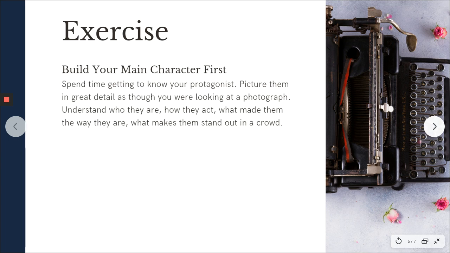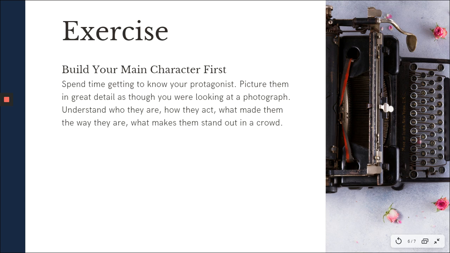So, speaking of building the protagonist first, that is your assignment today. I want you to spend some time really getting to know your protagonist. I mean, I want you to picture them in great detail. And I want you to understand who they are, how they act, how they think, what made them the way they are, what makes them stand out in a crowd.